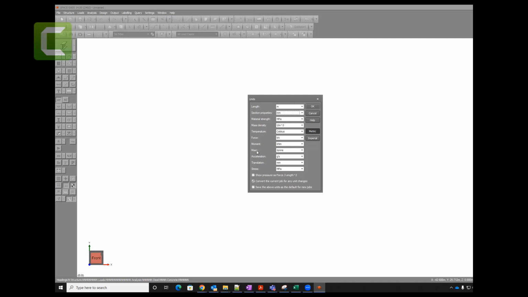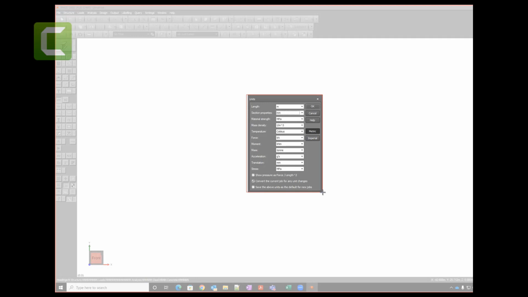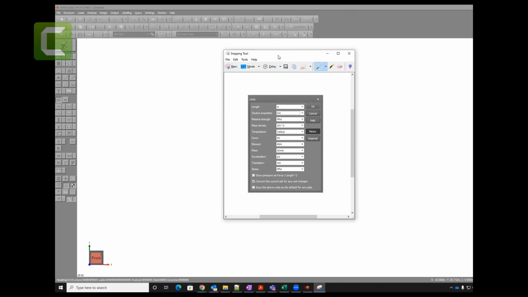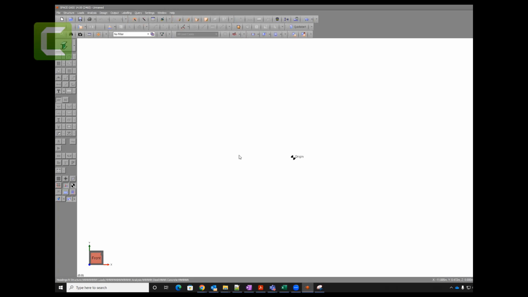Load in kilonewtons, moment in kilonewton-meters, mass is this, length in meters, and section property. Keep this in mind, or let me get a snapshot for your records so we can refer back to it. We press OK. Don't touch this one, it's okay. Otherwise, it will give you different answers. So that is the unit setup.